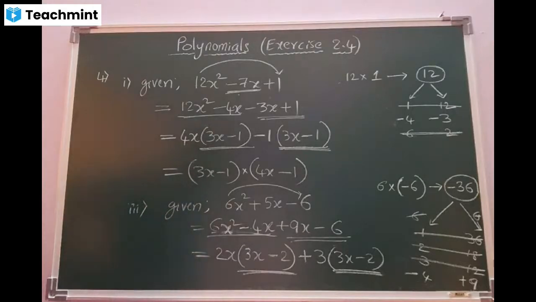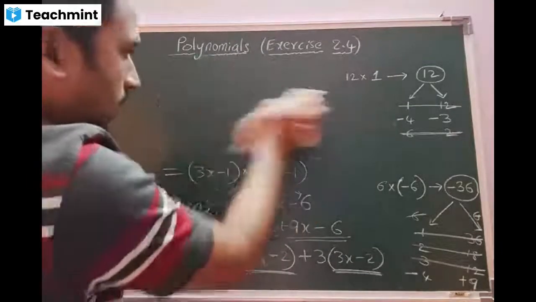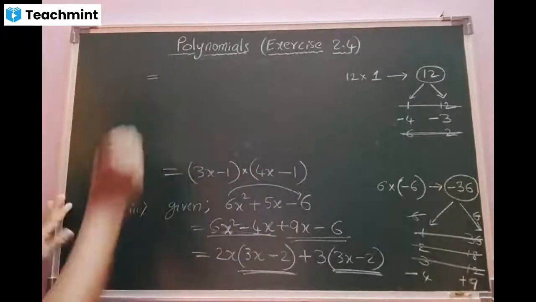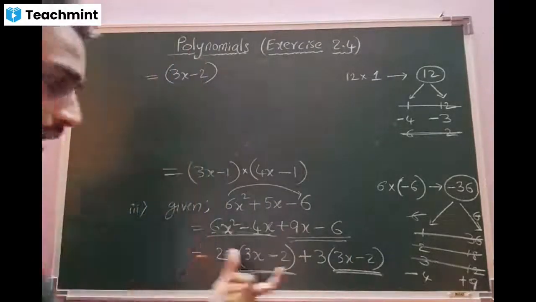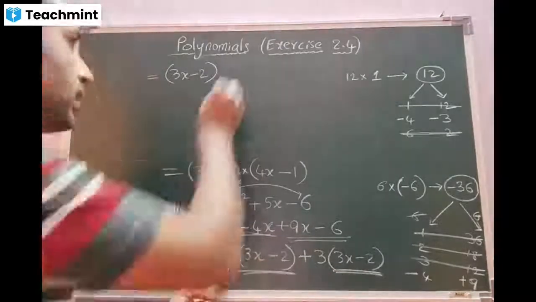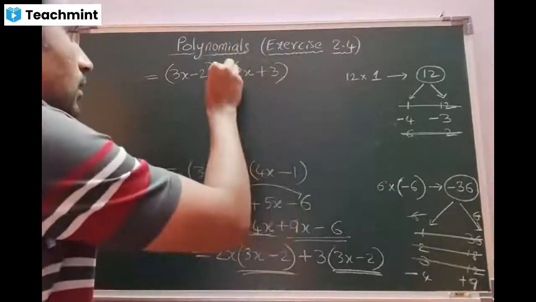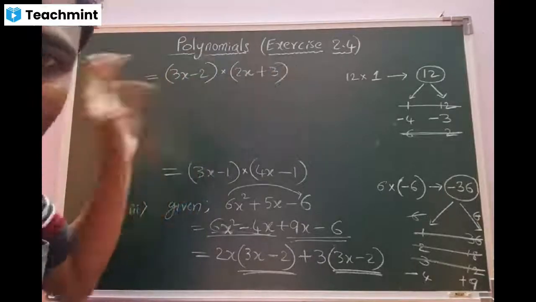Write down fast. Done? Yes, sir. Can you tell me, what is the next step? The final step. We should take 3x minus 2. It is repeating, beta, so I will take it as a common. I'll take it out. If you take it out, 2x will remain. Then plus 3 will remain. Right? You can see this is one factor. This is other factor. We are multiplying them. So this is called factorization.